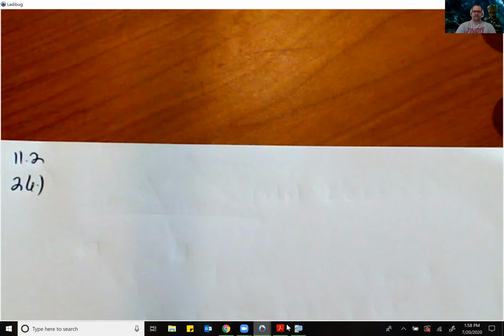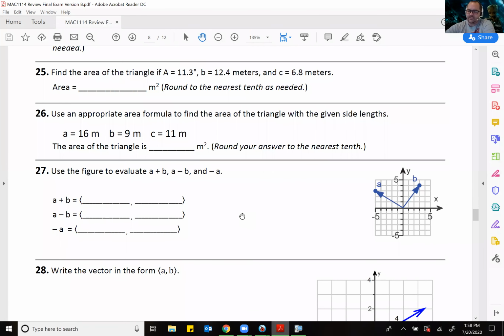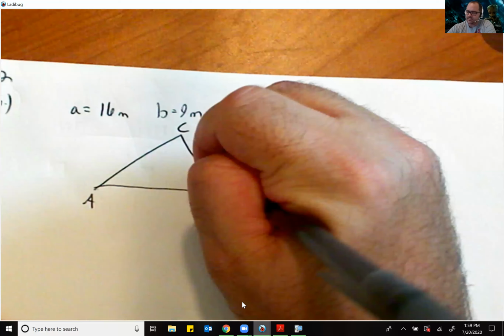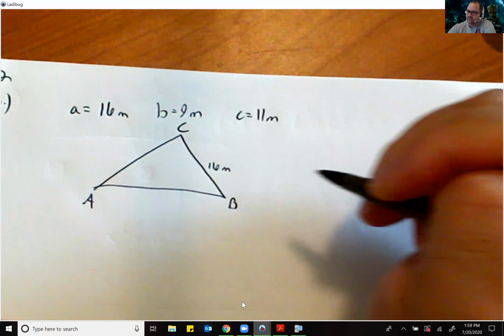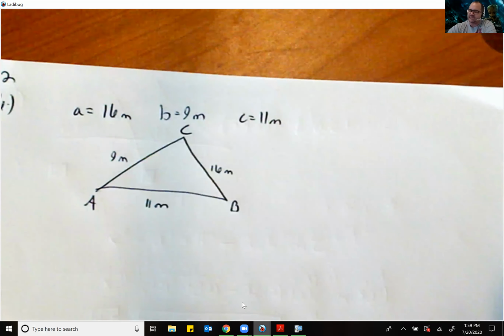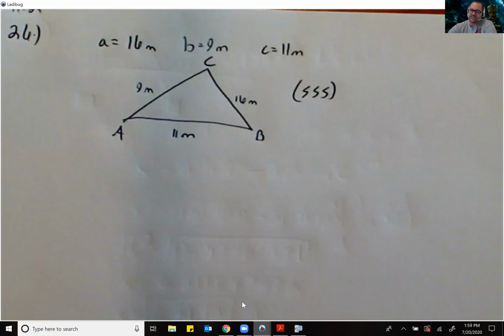So looking at our problem, here they've got little a, which is 16 meters, little b, which is 9 meters, little c, which is 11 meters. So if you draw a picture of this, big A, big C, big B as my normal. So little a is 16 meters, little b is 9 meters, little c is 11 meters. So this is the side, side, side area formula. So when you do this one, this is what we call Heron's formula.